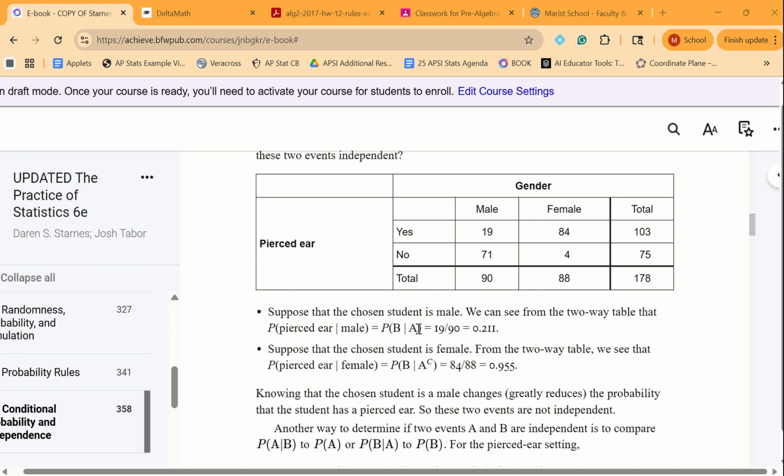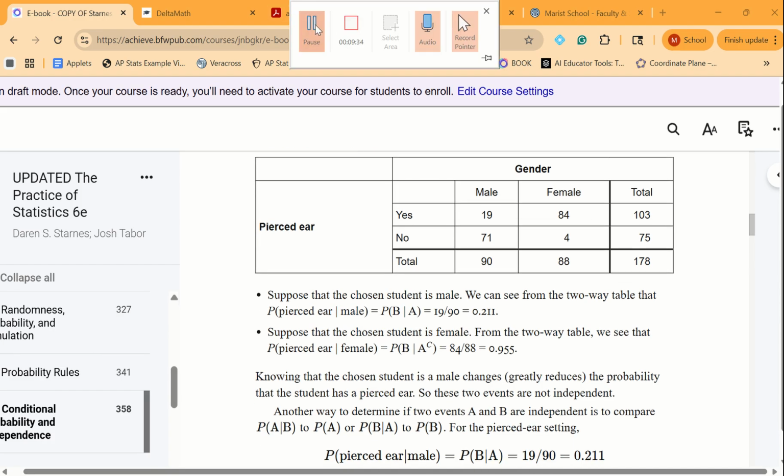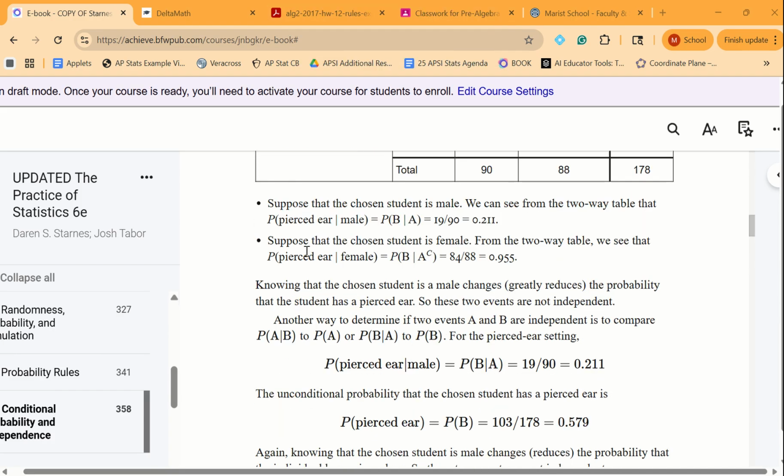So now we're going to take the complement of the given. So the probability of a pierced ear, given that it is not a male, that would be a female here. So the probability of a pierced ear, given that it's a female, well, there's 84 females with a pierced ear out of 88. That's 0.955, very high probability. So knowing that the chosen student is a male changes and greatly reduces the probability that the student has a pierced ear.